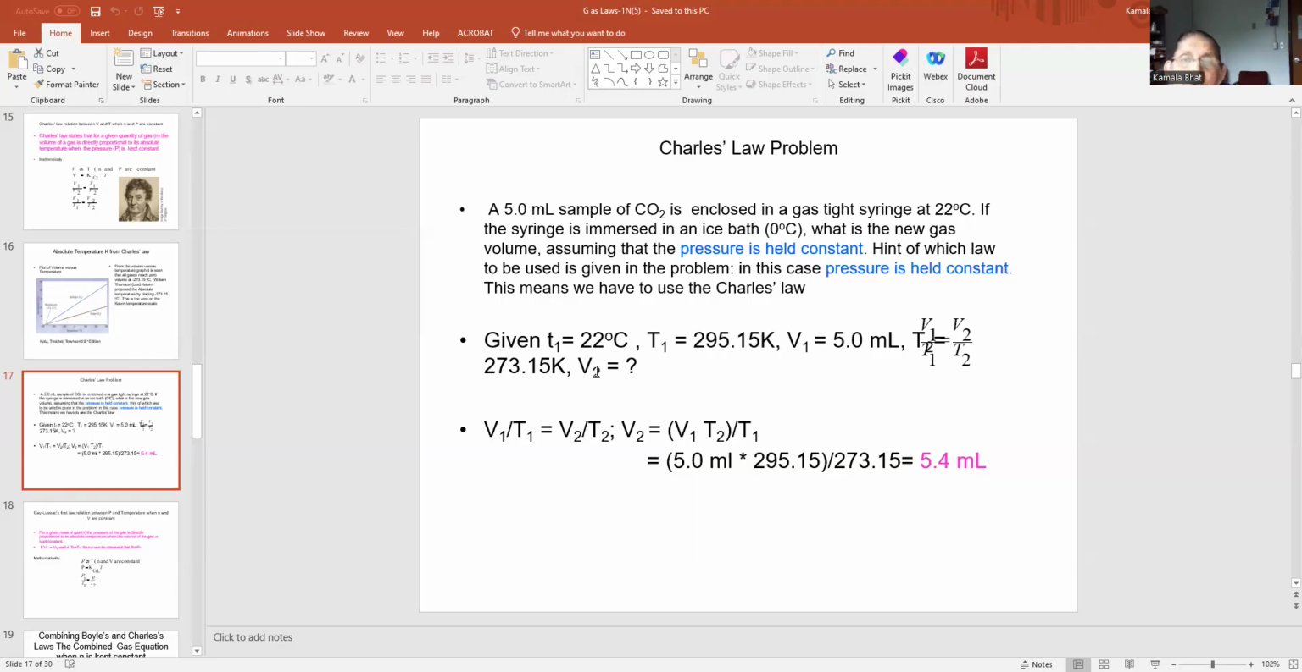And what are we looking for? The volume V2 when the syringe is immersed in the ice water bath. Therefore, we find that V2 is the product of the initial volume times the ratio of the final temperature over the initial temperature, expressed in Kelvin. So you see that it is 273.15 divided by 295.15 and then multiplied by 5, and you get the answer 5.4 ml.